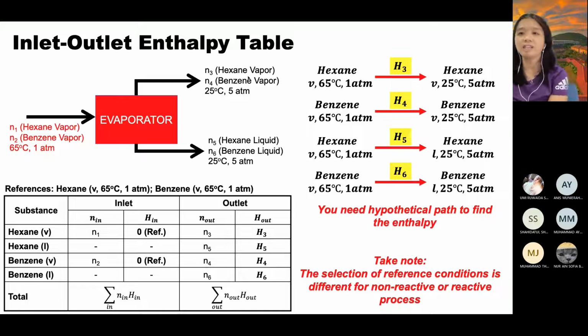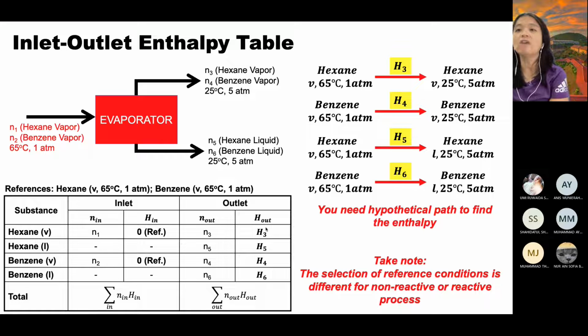Because at the top, hexane vapor has molar flow rate N3. Benzene vapor has molar flow rate N4. Hexane liquid has molar flow rate N5. Benzene liquid has molar flow rate N6. That is why there are N3, N4, N5, N6. So, all these molar flow rates you will obtain from your colleague who does the mass balance.